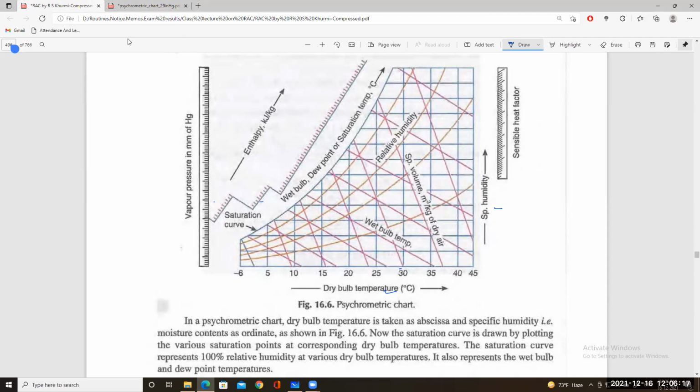Now the saturation curve is drawn by plotting various saturation points at corresponding dry bulb temperatures. The saturation curve expresses 100% relative humidity at various dry bulb temperatures, and it also represents the wet bulb and dew point temperature. We understand that 100% is saturated at various dry bulb temperatures. It is the wet bulb temperature and dew point.